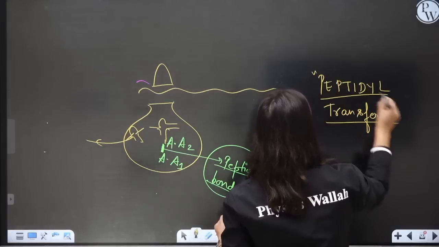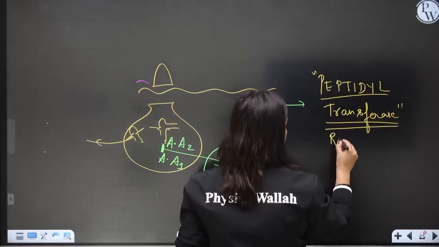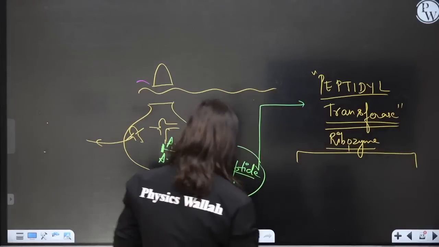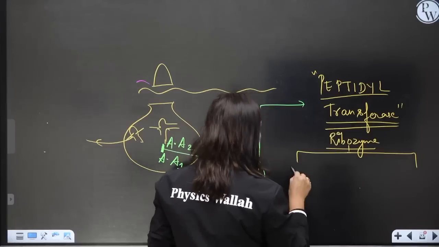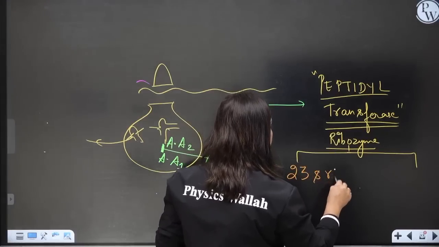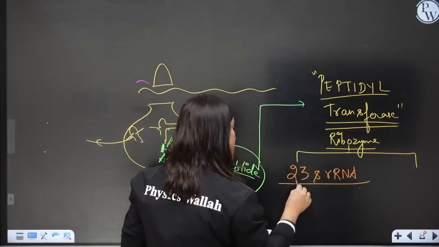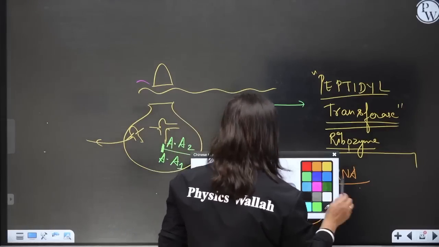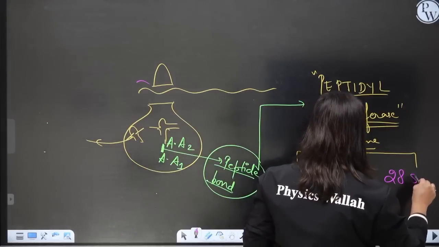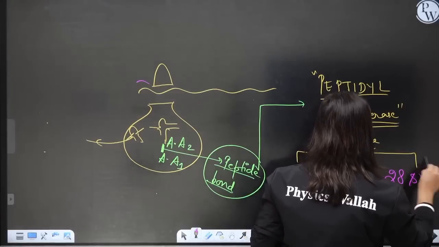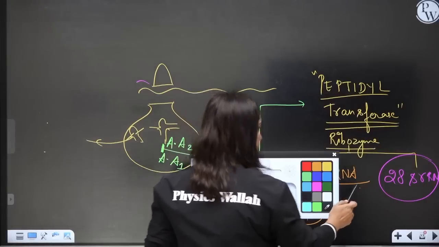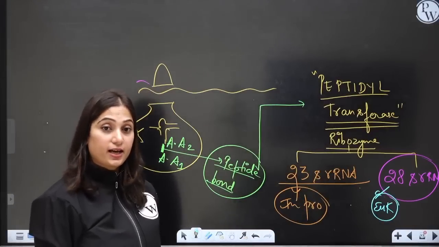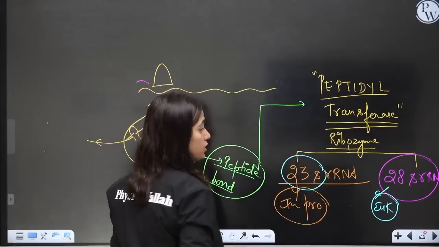Peptidyl transferase. This peptidyl transferase is a ribozyme. It's a ribozyme, and this is very important. This ribozyme is 23S rRNA in case of prokaryotes, and 28S rRNA in case of eukaryotes. This is very important: 28S rRNA in case of eukaryotes and 23S rRNA in case of prokaryotes.